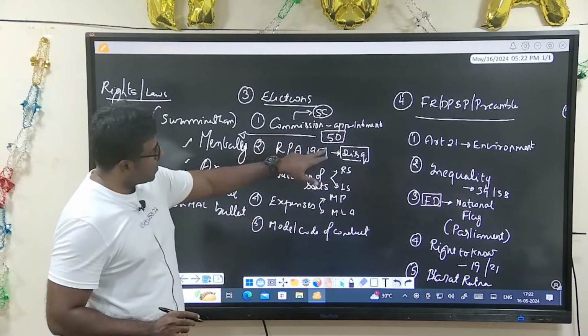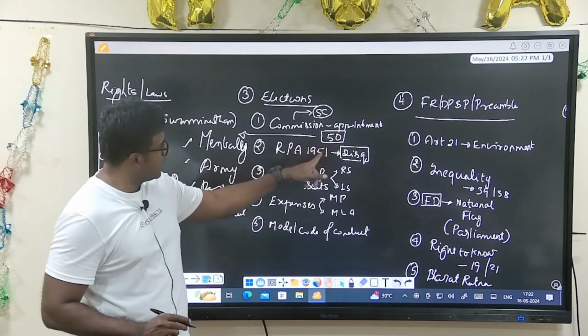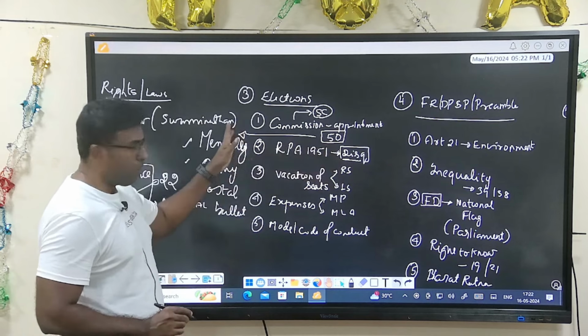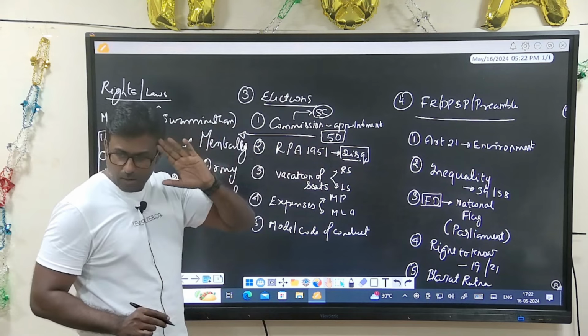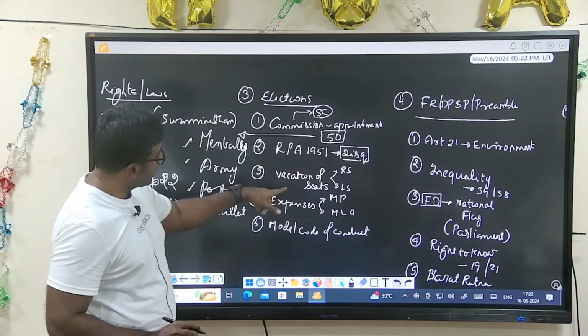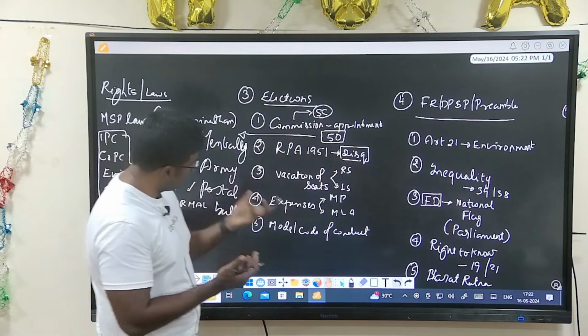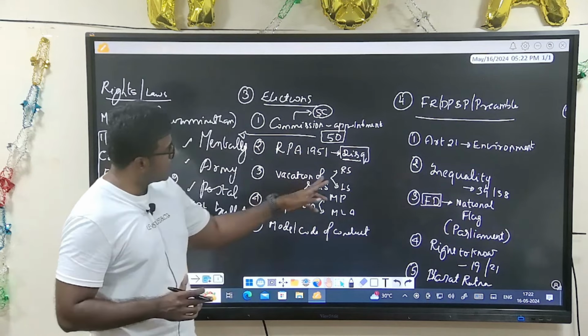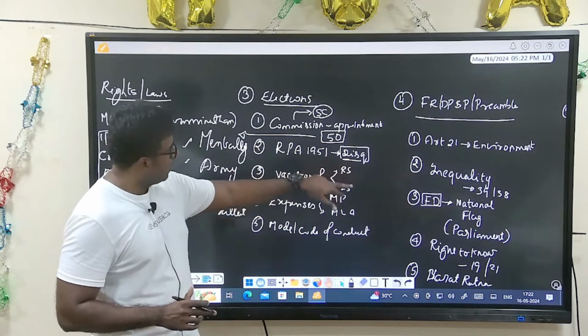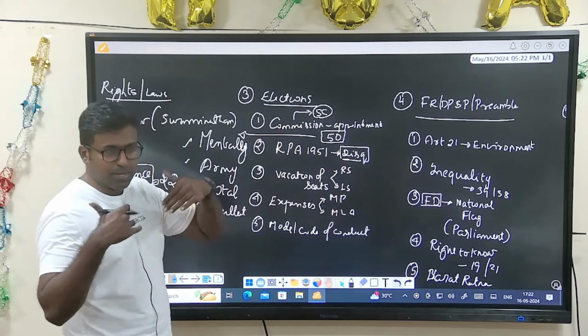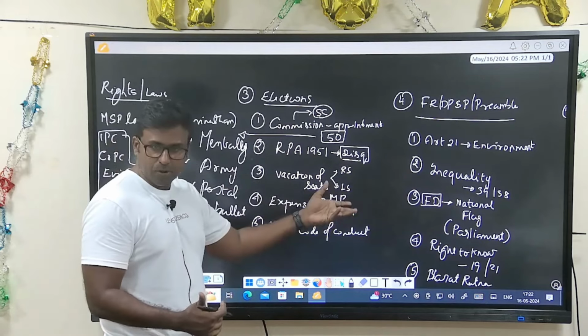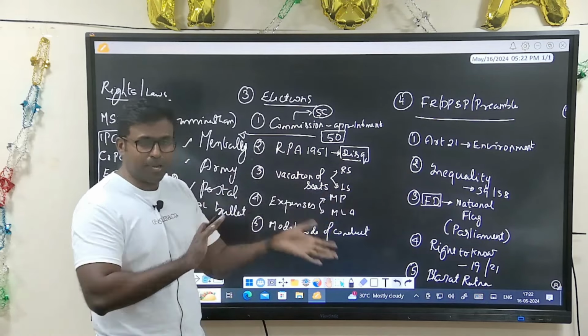Representation of the People Act 1951. Here, disqualification, and all these qualifications. What are the points that you have to have? Next, vacation of seats. What I mean is that if a person is elected for Rajya Sabha, let us assume he is a member of Lok Sabha and is elected for Rajya Sabha. Which seat will he vacate?